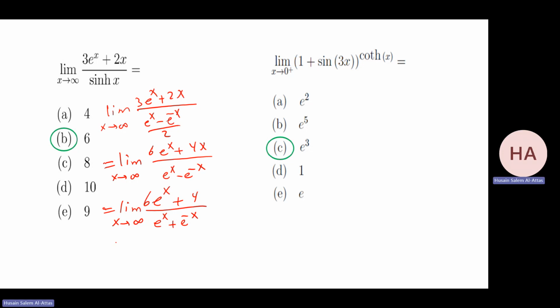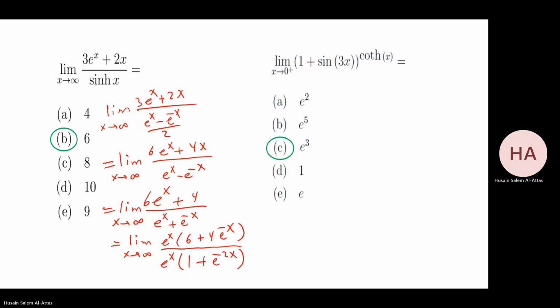Now I can take e to the power x as a common factor in the numerator. I have 6 plus 4 e to the power minus x. I take it here also. I have e to the power x times 1 plus e to the power minus 2x.